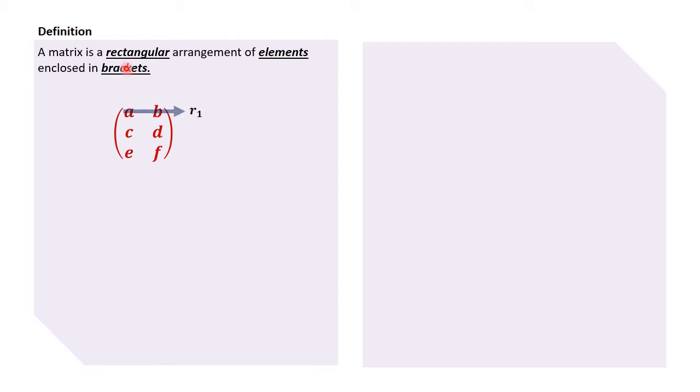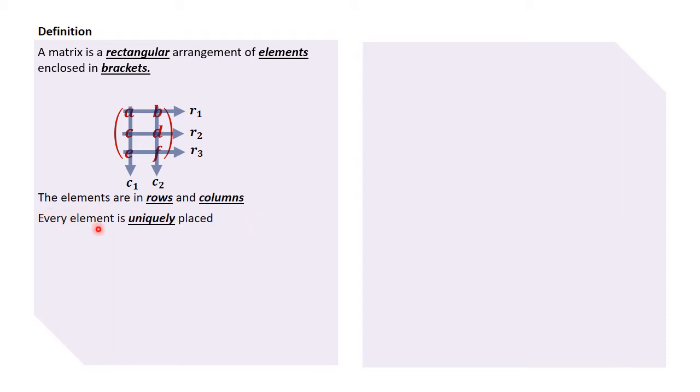The reason I'm saying that they are rectangular is because they are arranged in rows and columns. For example, we have A and B in the first row, C, D in the second row, E, F in the third row, whereas A, C, and E are the first column, and the other three form the last column, column 2. And so we can say they are in a rectangular arrangement, and they are elements, and because they are enclosed in brackets, then we call it a matrix. Please notice that for any matrix, we must have rows or columns that are clearly seen.